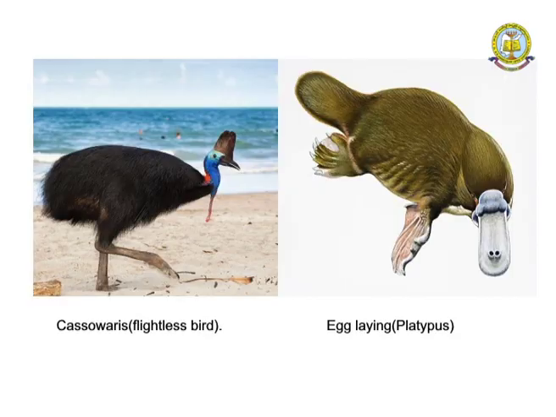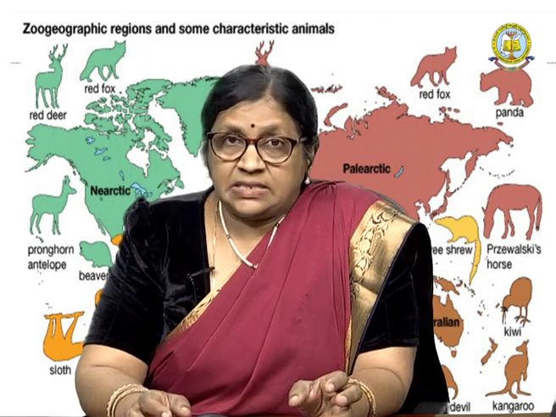Besides this, we also have the primitive mammalian characteristic features found in the platypus. So platypus are mammals found in Australia, and these are the only mammals which lay eggs. So these are the egg-laying mammals, platypus, found in this particular region.